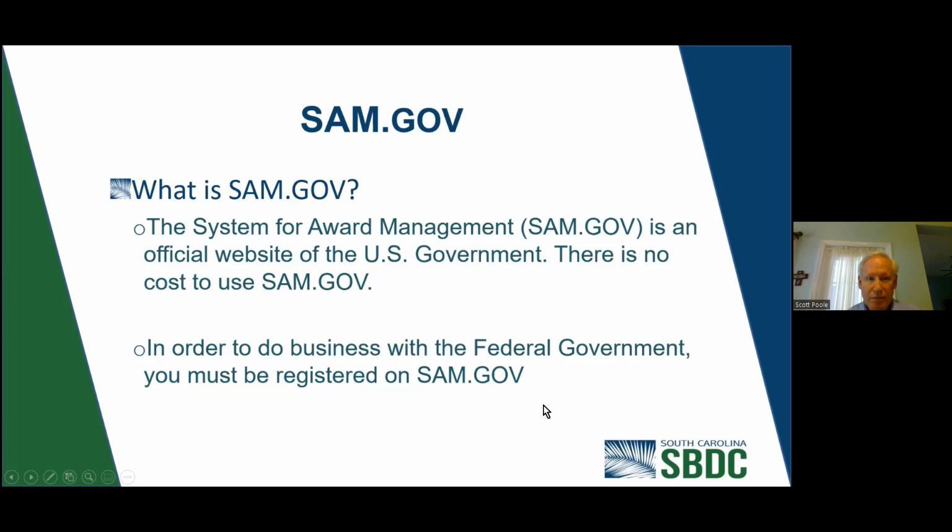Now that's just building up these costs. But where do we find those opportunities to do so? So we want to go on what's called SAM.gov, the System for Award Management. It's another official site of the US government, and it's no cost to sign up for this. But if you want to do business with the federal government, you've got to be able to register on SAM.gov.